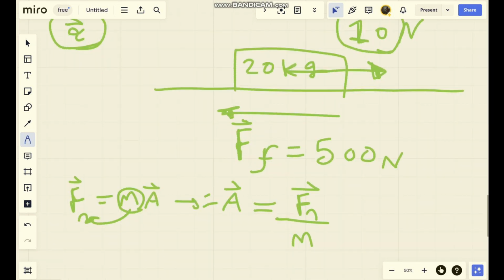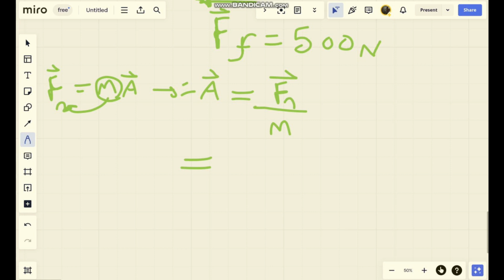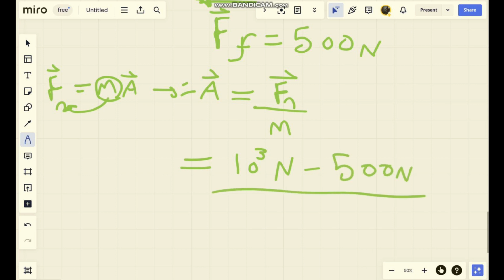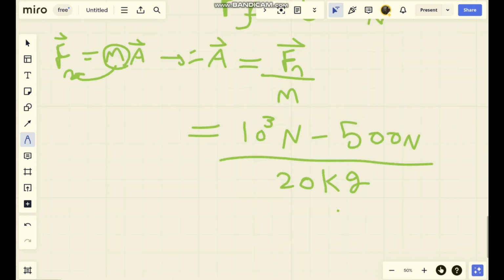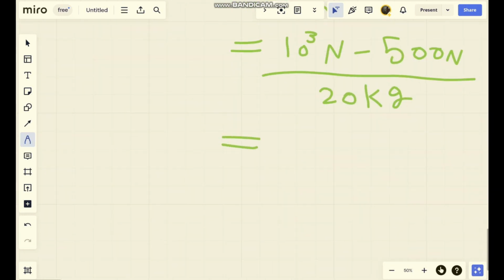So let's solve for the net force. That's going to be equal to 10 to the third newtons minus 500 newtons, all of that divided by 20 kilograms. You can solve it real quick, then you'll get an acceleration. And I want you to find me the direction of it also. So solve it and see if you can figure out the direction.